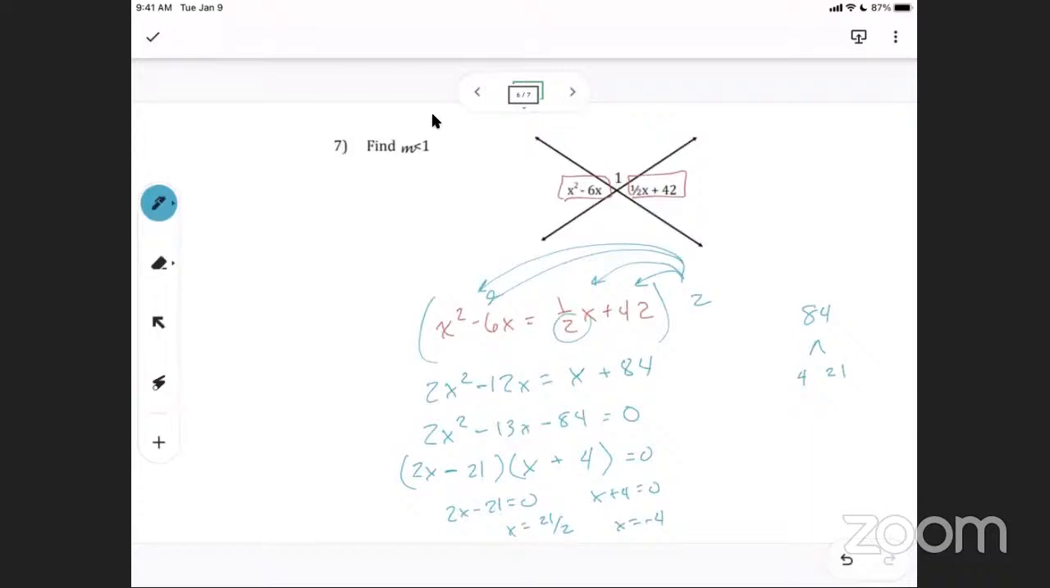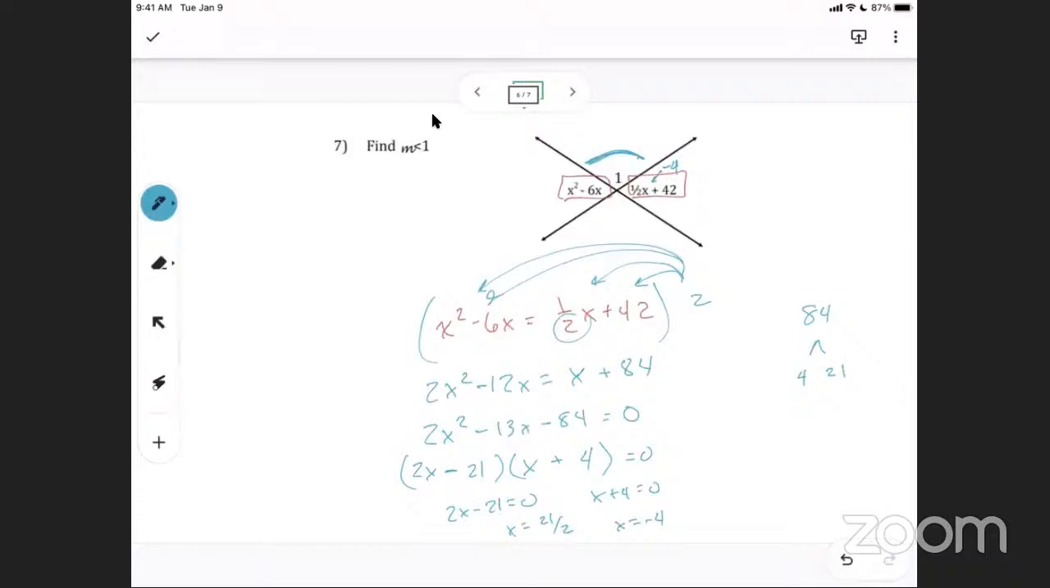Does negative 4 make sense? It might. Well, it doesn't really matter. You can use either one of them because all you're trying to do is find the measure of 1. So plug in negative 4 here, right? Plug it in there.